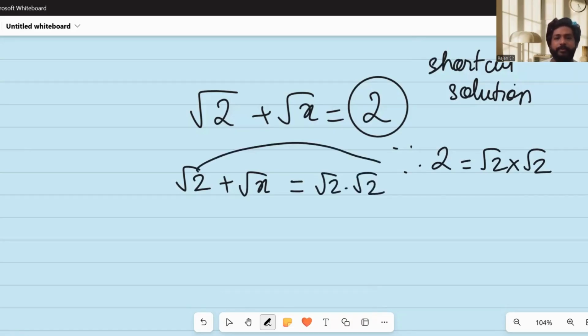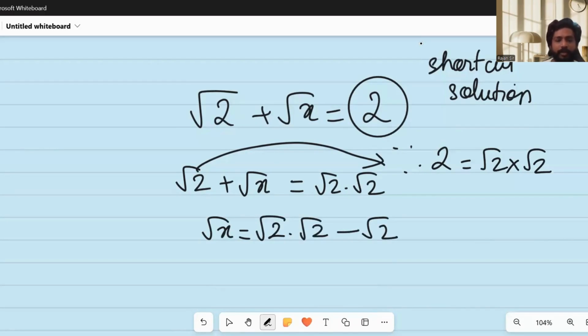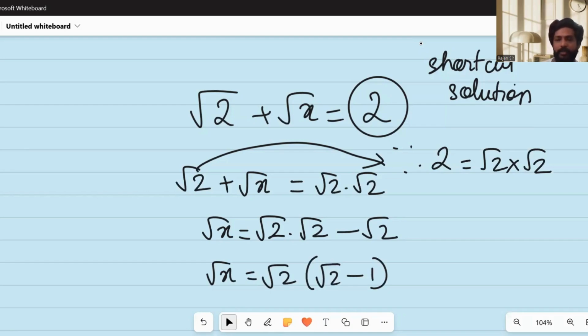Now you take this root 2 over here. So we have root of x is equal to root of 2 into root of 2 minus root of 2. Now you take one root 2 common and you have root 2 minus 1. Now you have to square this part.